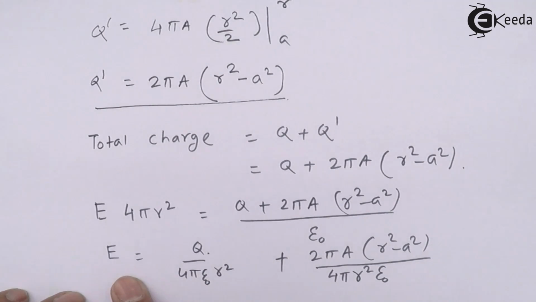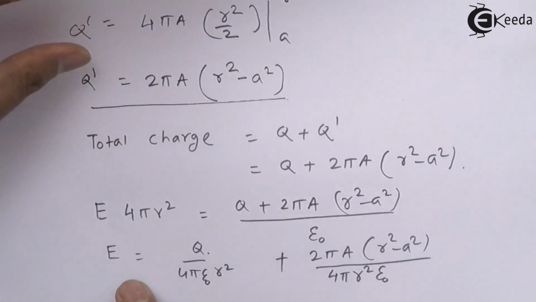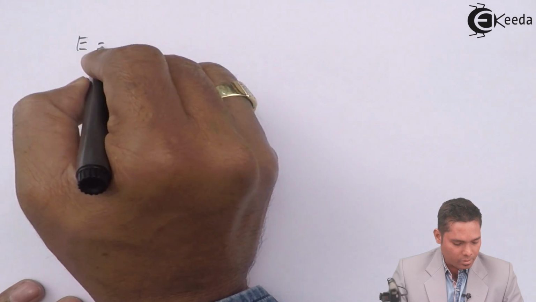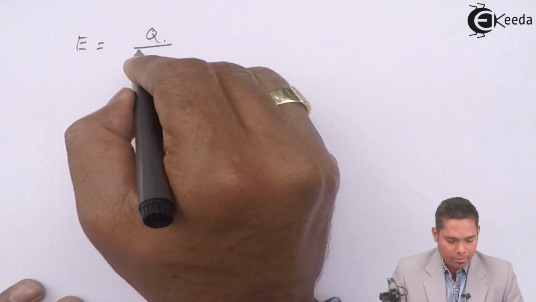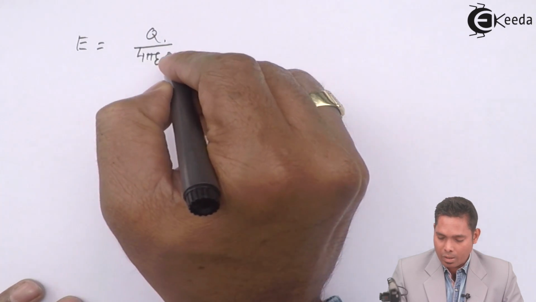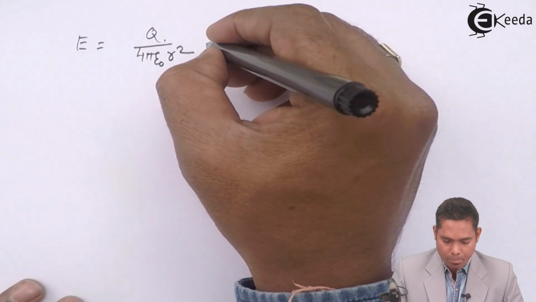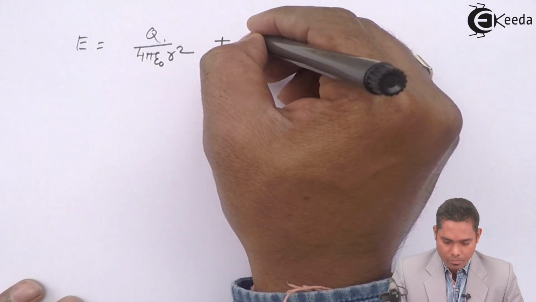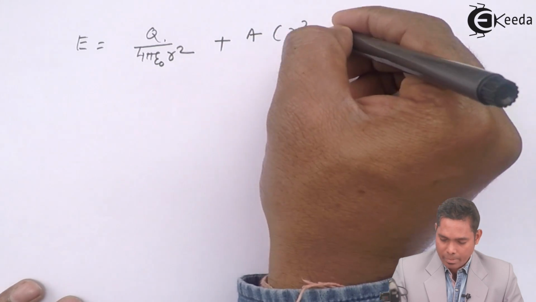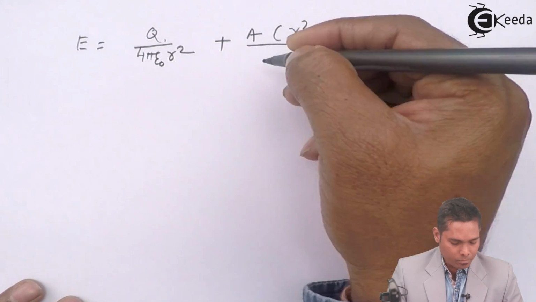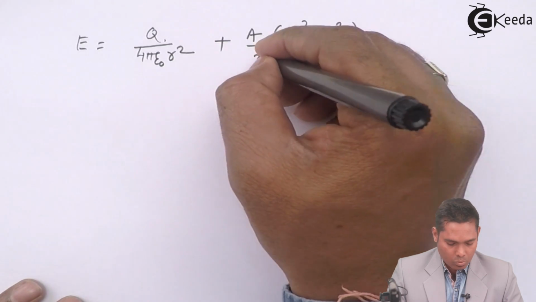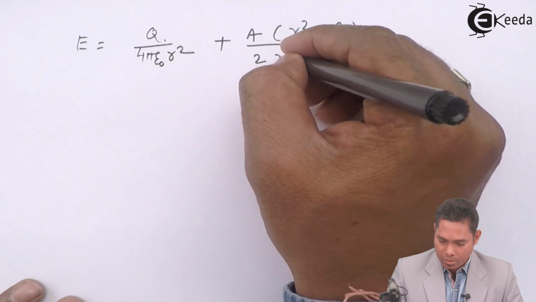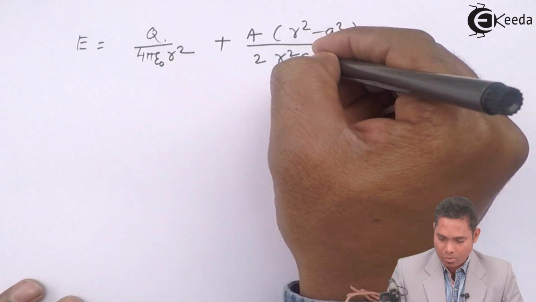This is my E, and if I rewrite that, this is q divided by 4 pi epsilon naught r square plus, 2 pi will cancel, the 2 is left out, so a into (r square minus a square) divided by 2 r square epsilon naught.